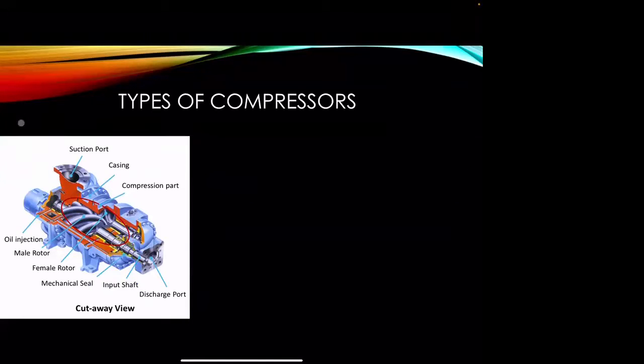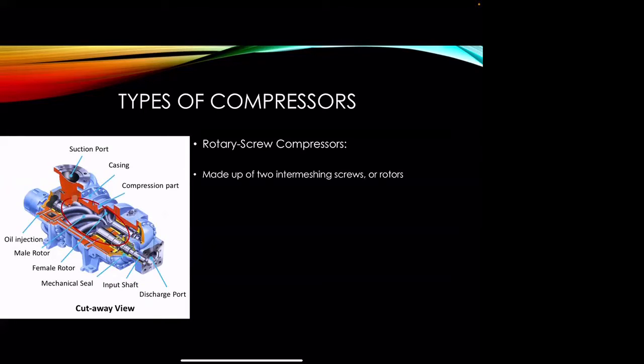Couple different types of compressors that we may not see too much unless we get into the industrial and commercial applications. And the first one here is a rotary screw compressor. And just like the name suggests, it's made up of 2 intermeshing screws or rotors. It uses these rotors to compress large volumes of gaseous refrigerant to a high pressure and temperature.